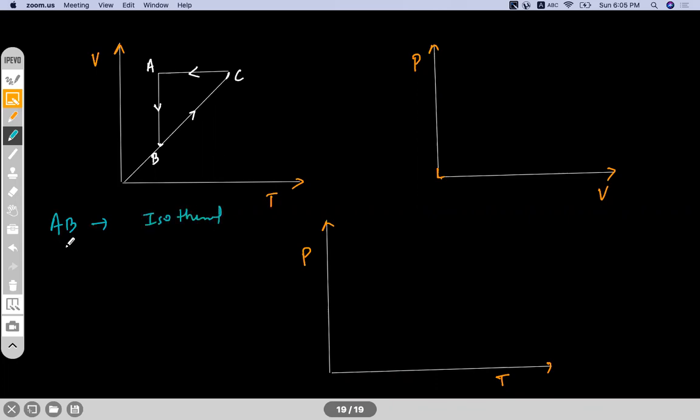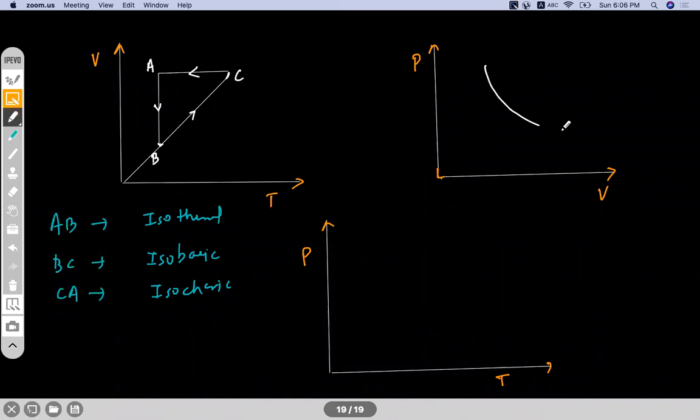If you have any doubt, you can tell me. B to C, we have constant pressure process, isobaric. And C to A, we have constant volume, isochoric process we have. Okay. First of all, we'll see isothermal. So isothermal, I am taking like this.